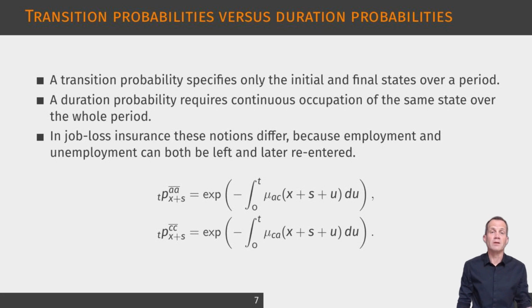Same-state transition probabilities are larger than or equal to the corresponding duration probabilities because they allow paths with an even number of transitions. The two expressions shown on the slide explain how duration probabilities are obtained from the transition rates. They are survival-type probabilities. Remaining continuously employed is governed by the accumulated job loss intensity, while remaining continuously unemployed is governed by the accumulated re-employment intensity. This distinction is crucial for deductibles because the insurer must know whether the current unemployment spell has lasted long enough, not merely whether the insured is unemployed at the payment date.